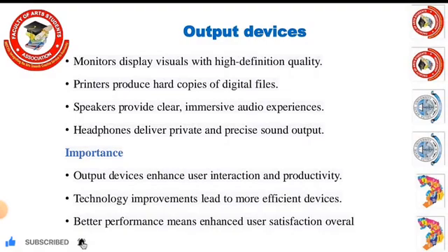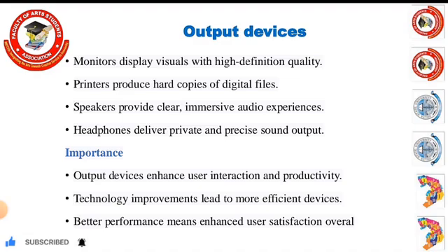We've taken time to look at the input devices. Now let's talk briefly on the output devices. When you talk about output devices, of course, your monitor, the one in front of you right now, which you are using to watch this video, is an output device. Your printer, you use it to print documents. It's an output device. The speaker, you use it to hear audio. It's an output device. Your headphones, to deliver private and precise sound outputs. They are all output devices.